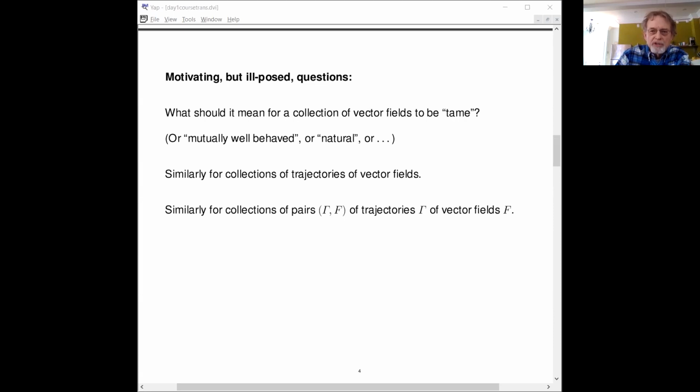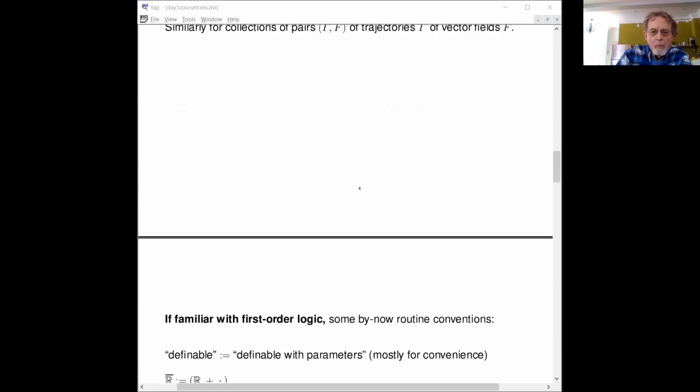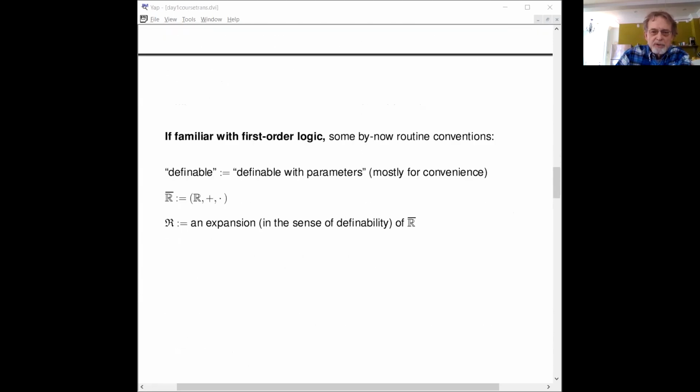But of course this is all tap dancing around what tameness is and isn't, and all these other things. So we'll make the usual conventions here. If you're familiar with first order logic, we have some by now routine conventions. We'll use definable to mean definable with parameters. I say mostly for convenience, but frankly, it's entirely for convenience.